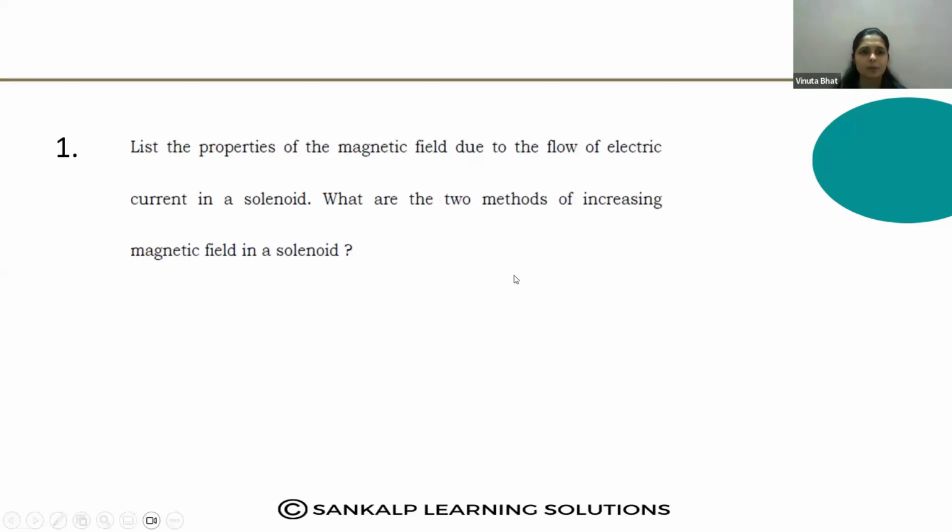Next question. List the properties of magnetic field due to the flow of electric current in a solenoid. This is the 3-mark question. What are the two methods of increasing the magnetic field in a solenoid? Here, you have to list the properties of the magnetic field due to the flow of electric current in the solenoid.